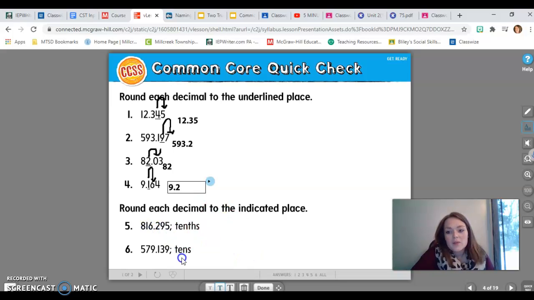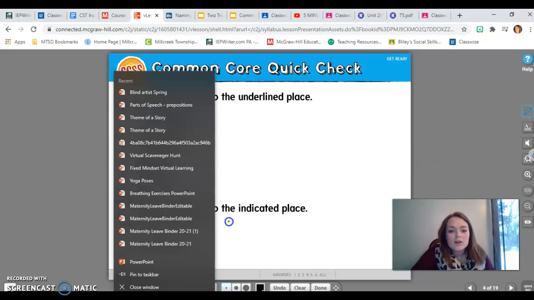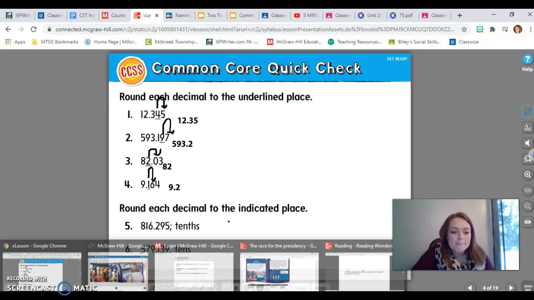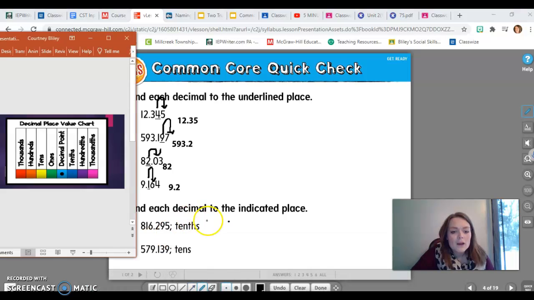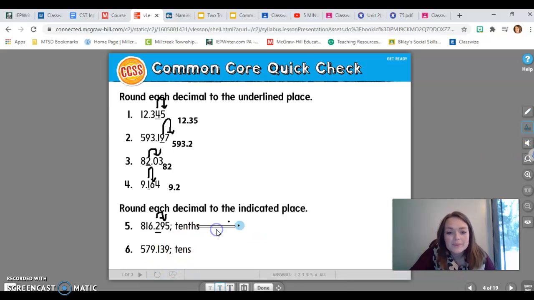Okay. Now, number 5 and 6, we are actually underlining these ones, so we need to know our place value. So Ms. Blythe is going to pull up our chart. It says round each decimal to the indicated place value. Okay, we have tenths, so let's look at our chart. Tenths is my first number to the right of my decimal. So I will be changing my tenths place value, and I will be looking at my hundredths to see if I need to drop it off or bump it up. Bump it up.